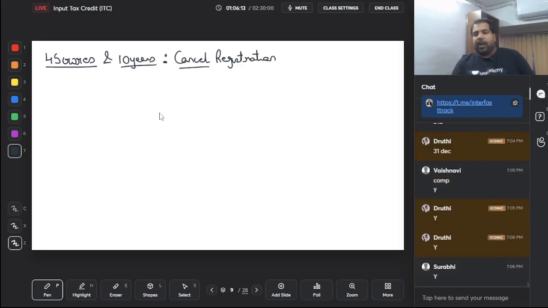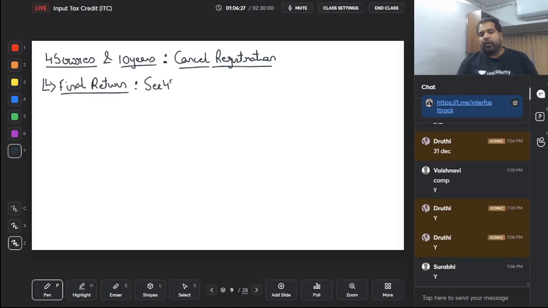And in that case, either you will apply or the officer will cancel it. In that case, will you file a final return? Yes, it's a final goodbye. You will file a final return under which section? Section 45.